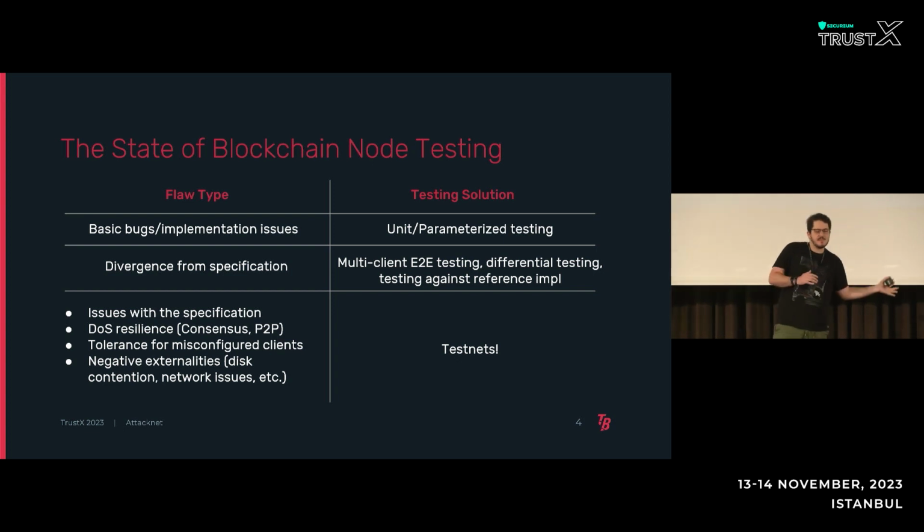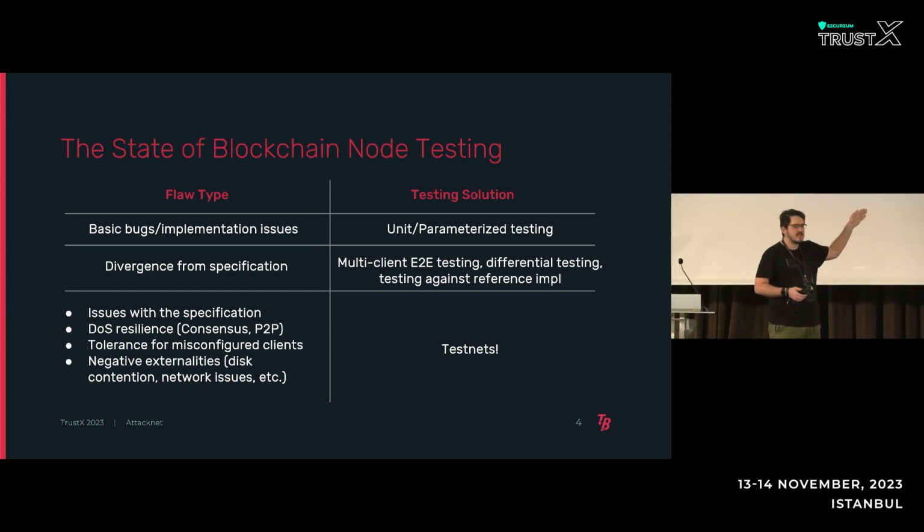So you've got issues with the specification, denial of service resilience, all these negative externalities and stuff that you basically can't write tests for. If you did want to write a test for it, it'd be really, really miserable. And so the way that we handle this is with testnets.